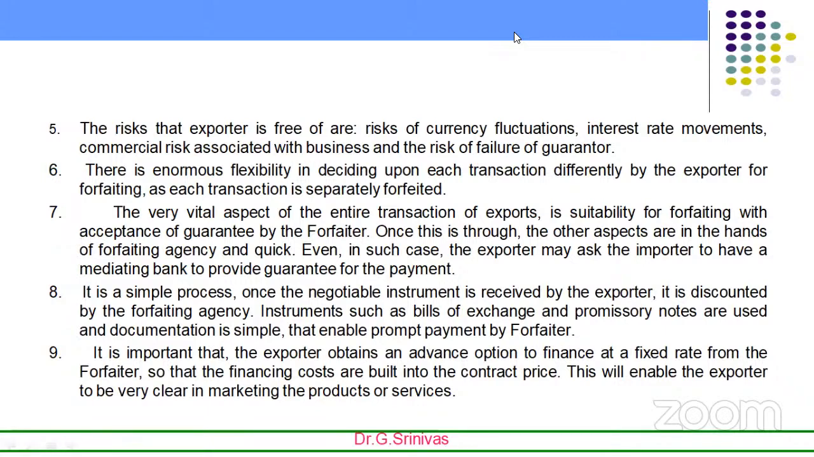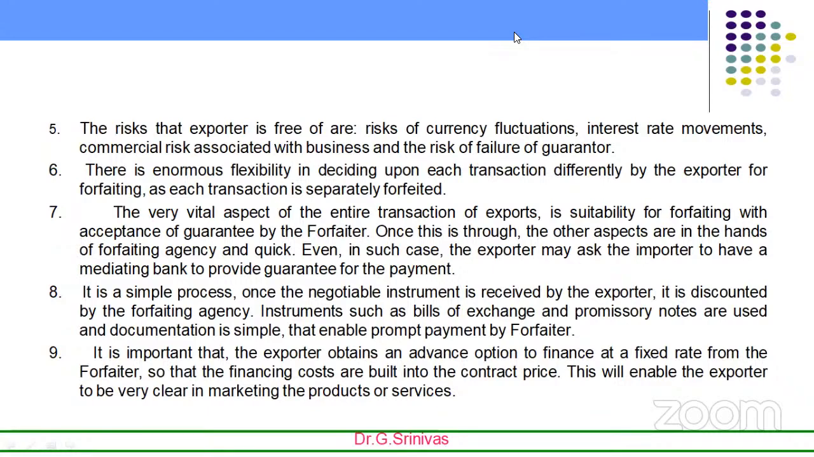That is a benefit the exporter has. The very vital aspect of the entire export transaction is that it is suitable for forfeiting, with an acceptable guarantee of the forfeiter. Once this is so, the other aspects are in the hands of the forfeiting agency, and quick. Even in such a case, the exporter may ask the importer to have an intermediating bank provide a guarantee for the payment. This is another benefit. It is a simple process.